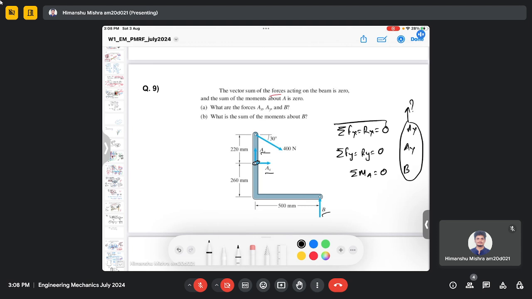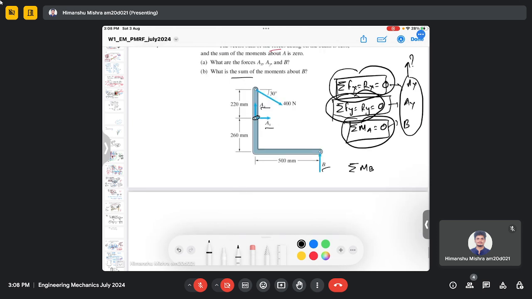Okay, so we can use these three conditions to calculate these three unknown quantities. So we will be writing three equations because there are three unknowns. So we will be writing three equations from these conditions we have given, and then we will be solving three unknown quantities. And in the second part, we will be calculating overall movement about B. So let's start with the first question.